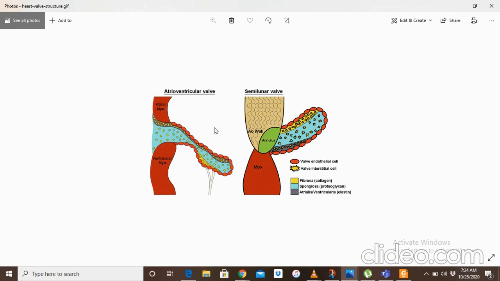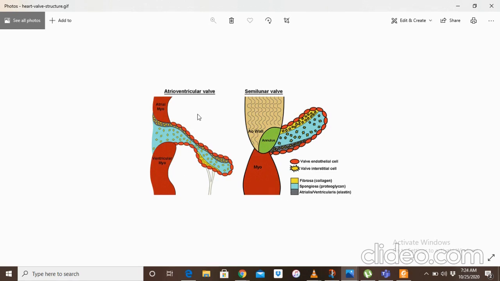So this atrialis or ventricularis layer is the inflow side, and this is facing the atrium, not the ventricle. So this is atrialis, not ventricularis. Then this second layer is spongiosa, and this third layer is fibrosa, which is at the outflow region. Okay, now let's talk about semilunar valve.